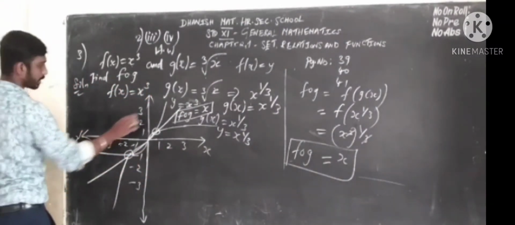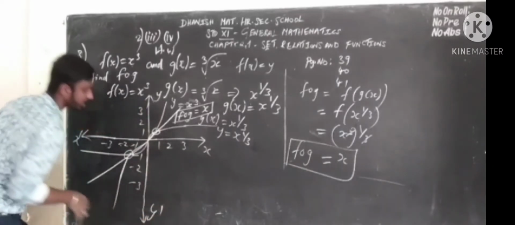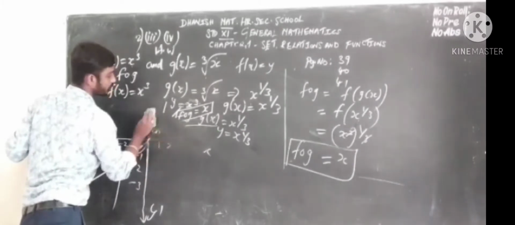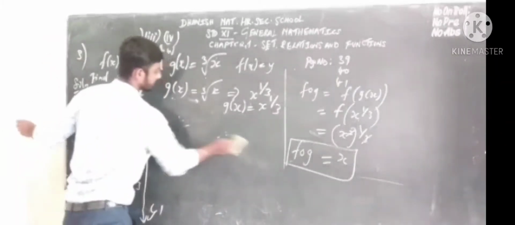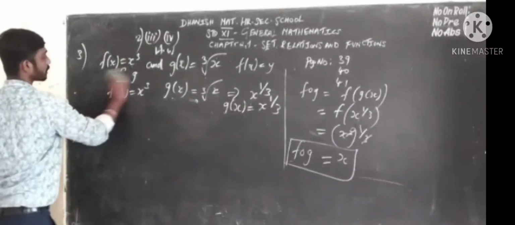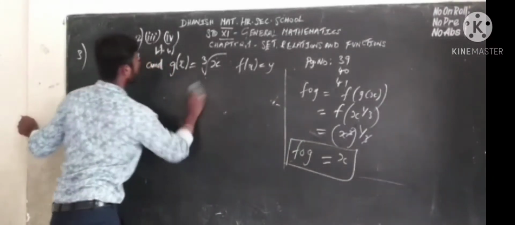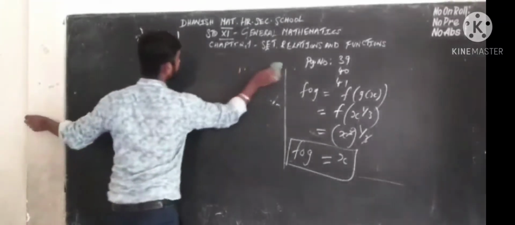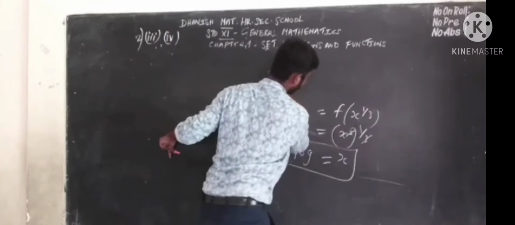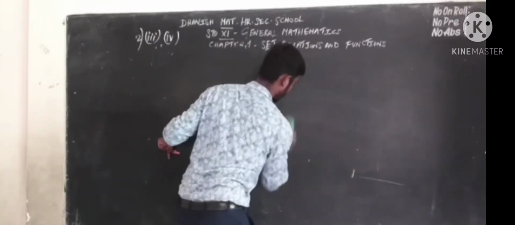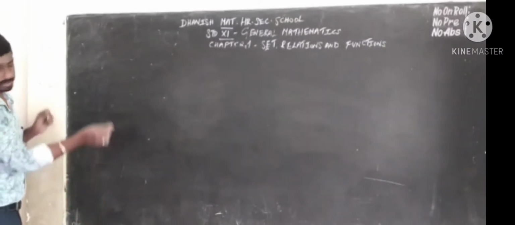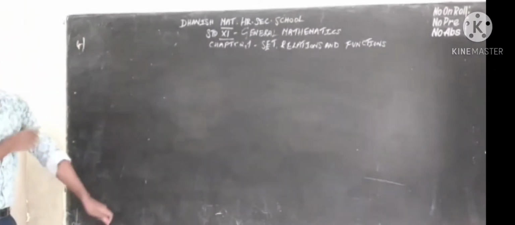Now let's draw the x, x dash, then y. Don't forget to write this one: x, y in the plane. Okay, let's see the second one. So let's see the fourth question. What is the question they have given here?